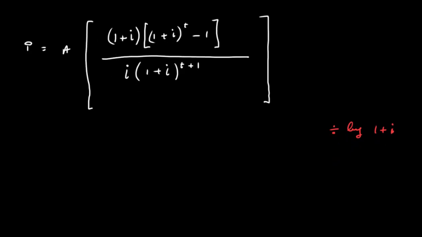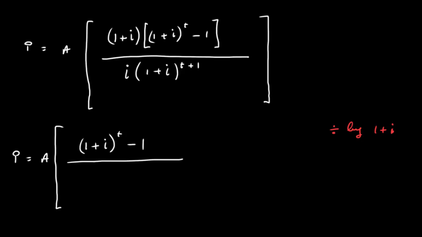Okay, so we have P here is equal to A times. Now, if we divide the numerator here by 1 plus i, this 1 plus i here will disappear. 1 plus i divided by 1 plus i is just 1. So really on the top we end up with 1 plus i to the power of t minus 1. Now the denominator here, we have an i times 1 plus i to the power of t plus 1.